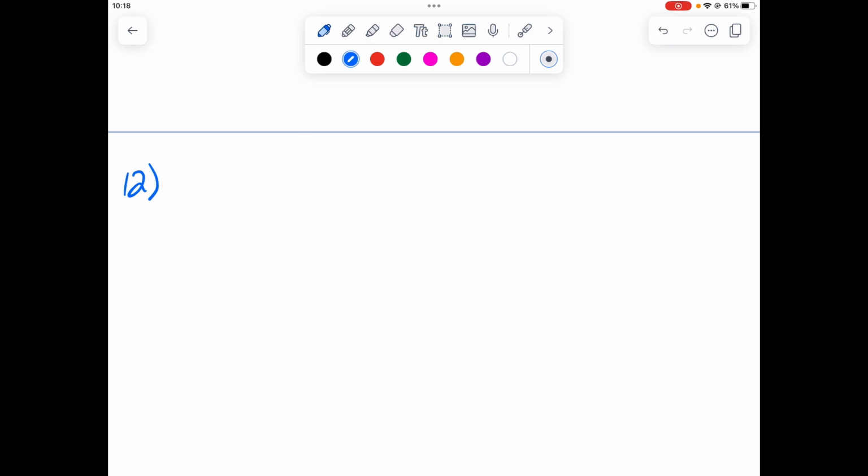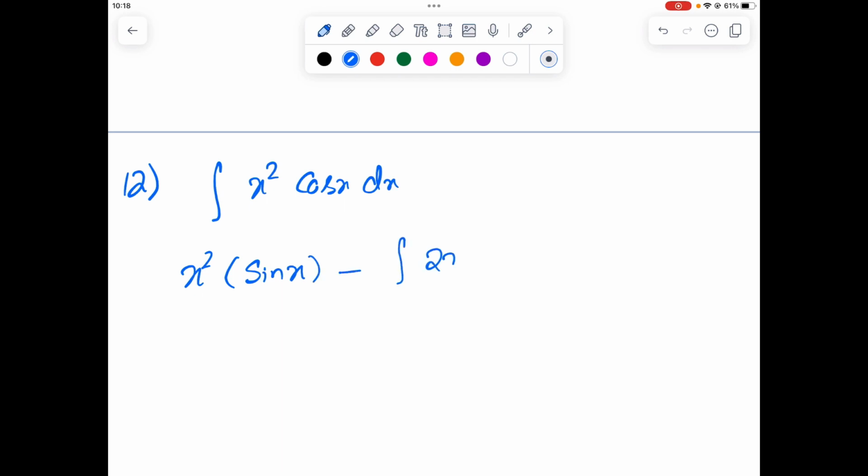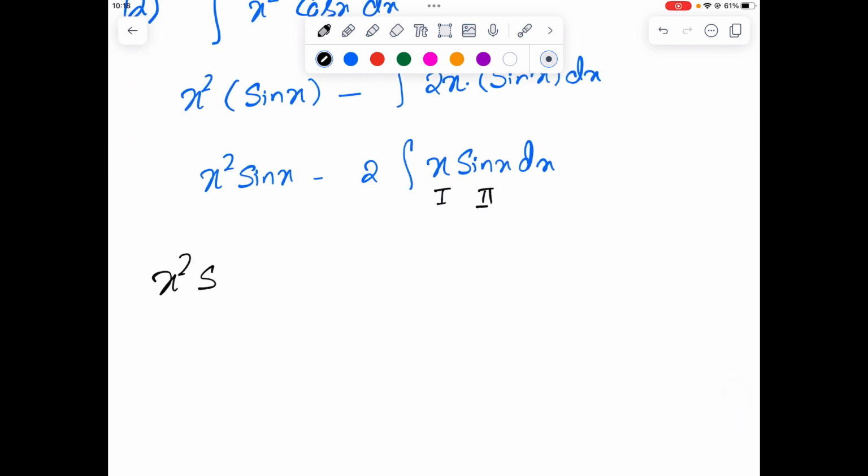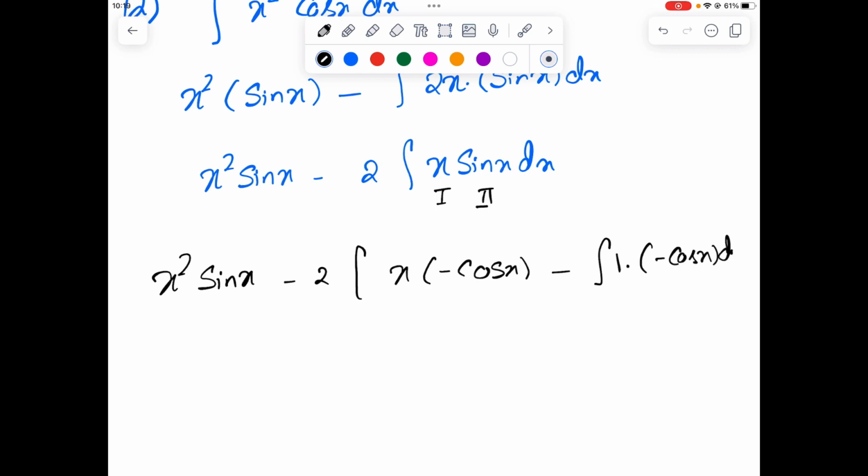Coming to question number 12. Integral of x square cos x dx. First function is x square, cos x integral is sin x, minus integral of x square derivative 2x, carry forward sin x dx. So it becomes x square sin x minus 2 integral of x sin x dx. So again, first function, second function. So x square sin x minus 2 times integral of first function, integral of sin x is negative cos x, minus integral of derivative of x, which is 1, and carry forward negative cos x dx.